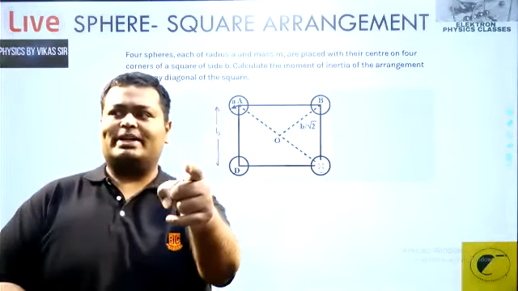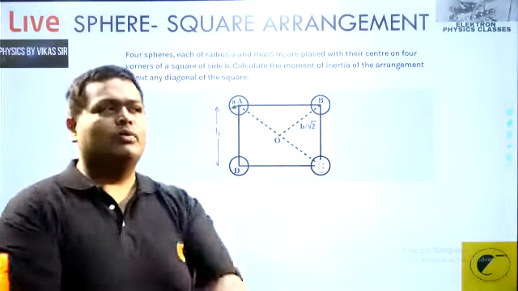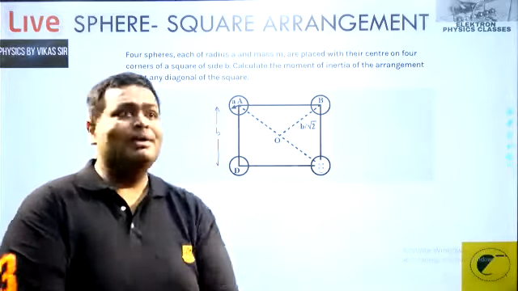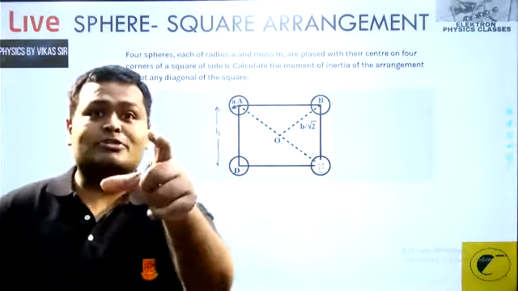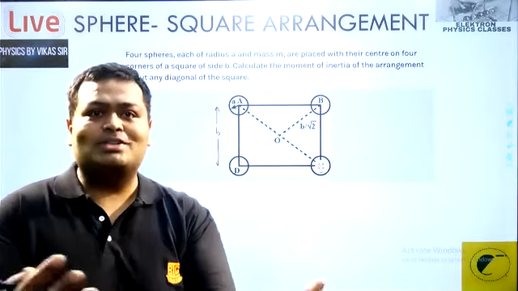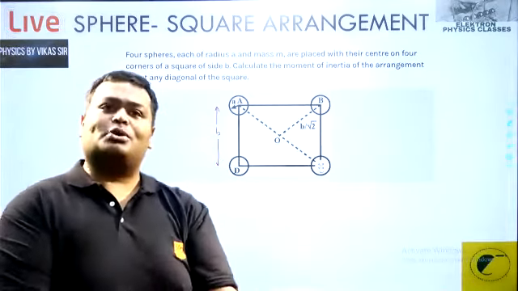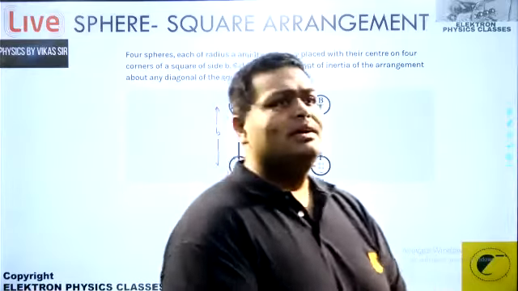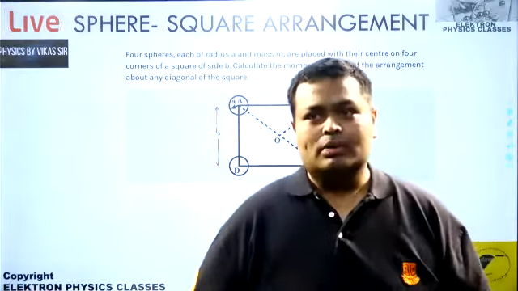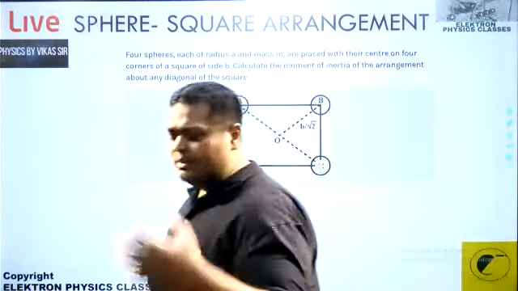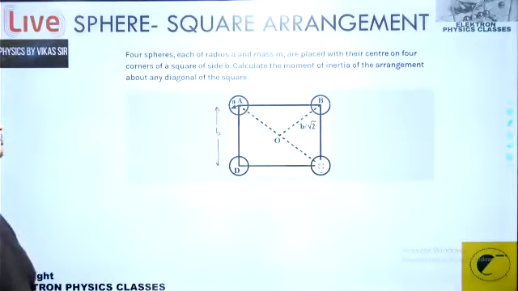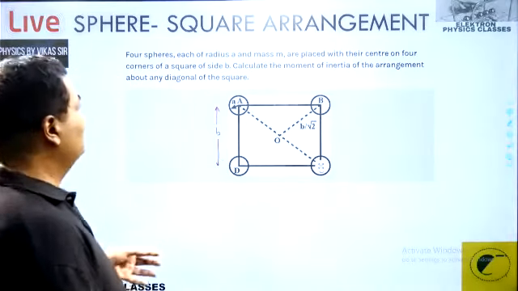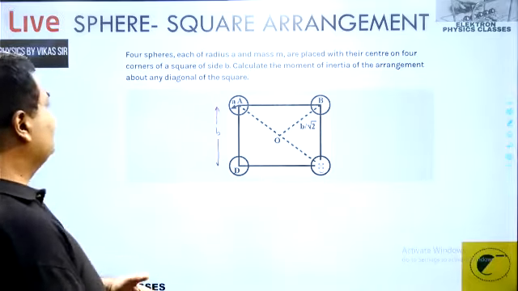I said initially that the days are going to come when the question will be challenging your skills of vocabulary. When it is written sphere, what do you judge by a sphere? A sphere by default is a solid. If it is hollow, it must mention hollow, or it must say spherical shell. So the sphere means a solid sphere. Each of the same radius and mass is placed with the centers on the 4 corners. Calculate the moment of inertia about any diagonal.